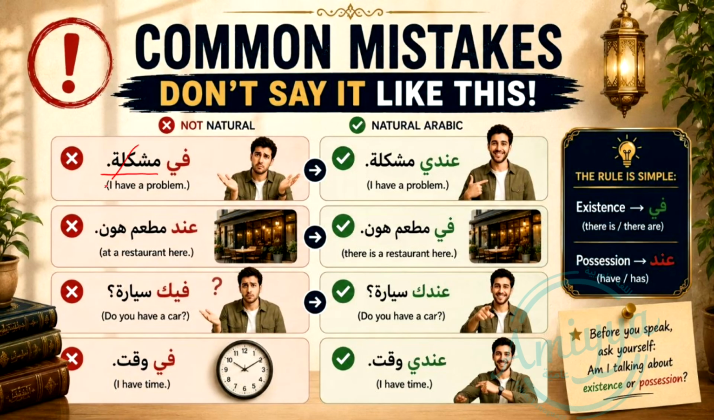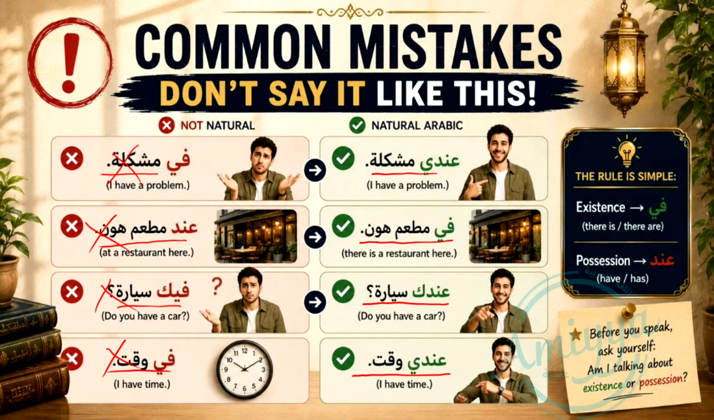في مشكلة. Wrong. عند مطعم هون. Wrong. فيك سيارة. Wrong. في وقت. Wrong. عندي مشكلة. في مطعم هون. عندك سيارة. عندي وقت. So before speaking, ask yourself: existence or possession? That one question will help you choose the correct word almost every time.